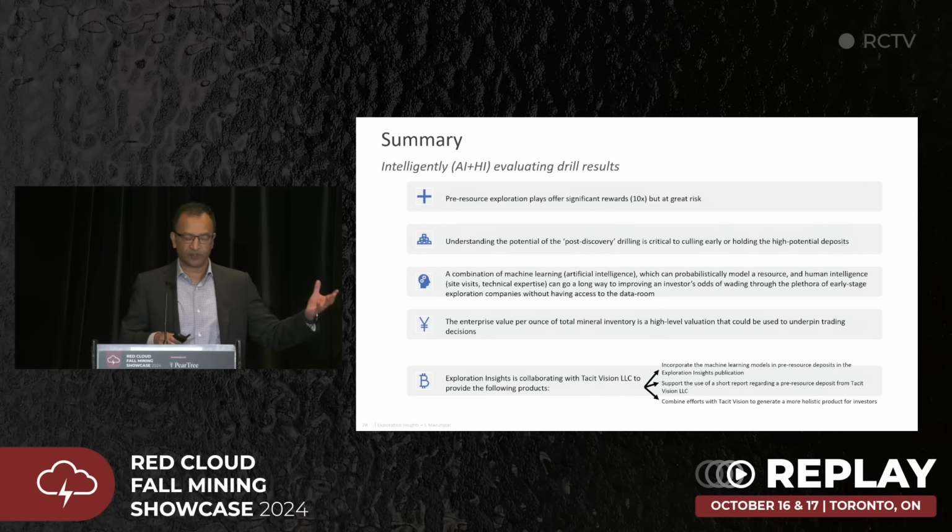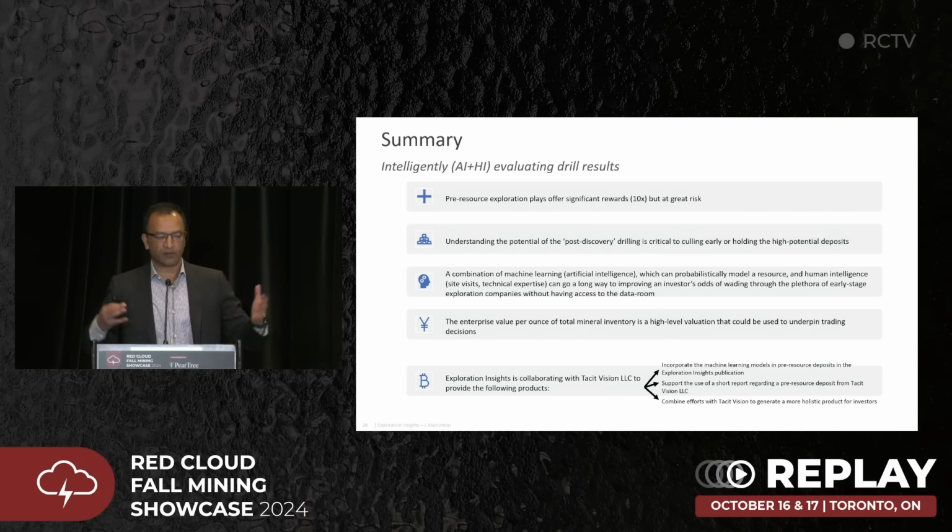But then as the drill results come out, how do we make head nor tail of those results? Am I paying too much for this stock, or is this the time that I should be buying? This is a combination of machine learning and actually getting out and understanding. But you can filter so you know which ones to do a deeper dive on. Because the problem is you can't do the same level of due diligence on everything, but you want to filter these things as quickly as possible.